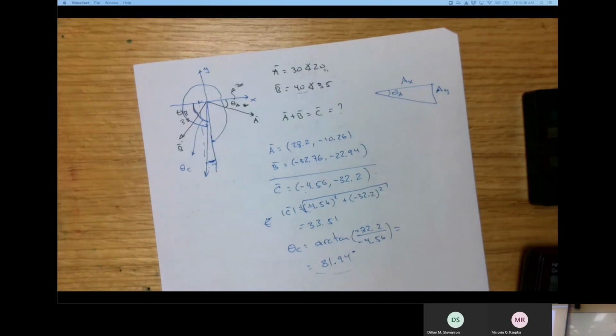Sometimes you will need to change the axis of reference. But if you keep the x-axis as a reference, that's going to be less confusing for everybody. Okay. Make sense? Any questions? Okay.